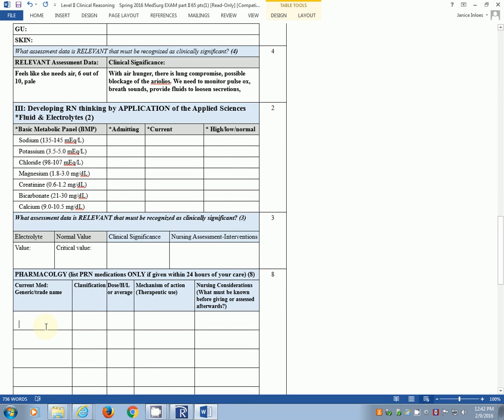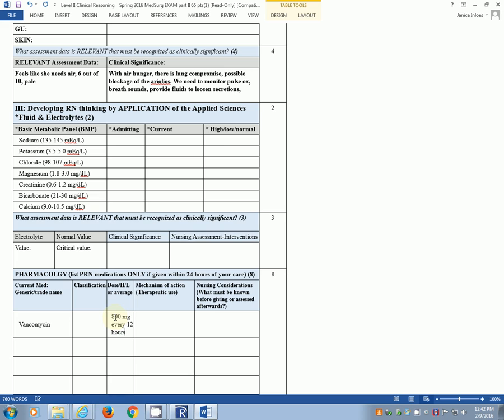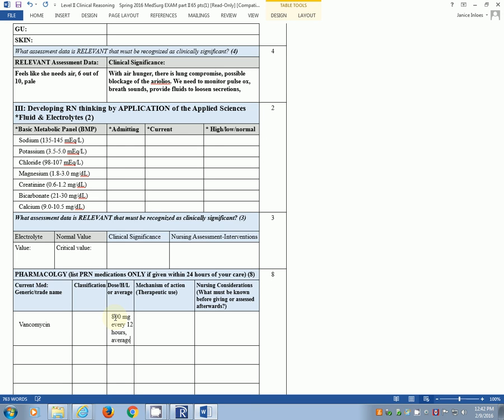Pharmacology, medications only if given. She's taken vancomycin. And classification and dosage, is it high or normal? So this is what she's taken. So her dosage is 800 milligrams every 12 hours. So that's an average dose. Then give me the mechanism. You'll have to look this drug up. Now you will be allowed to use your diagnostic book and your laboratory book. So this will tell you.